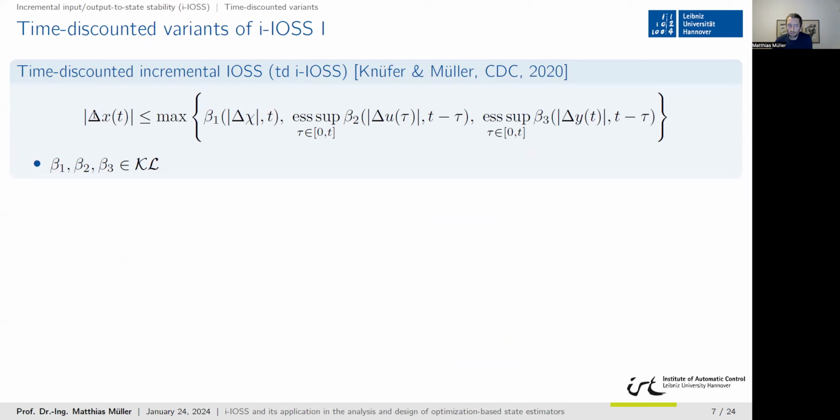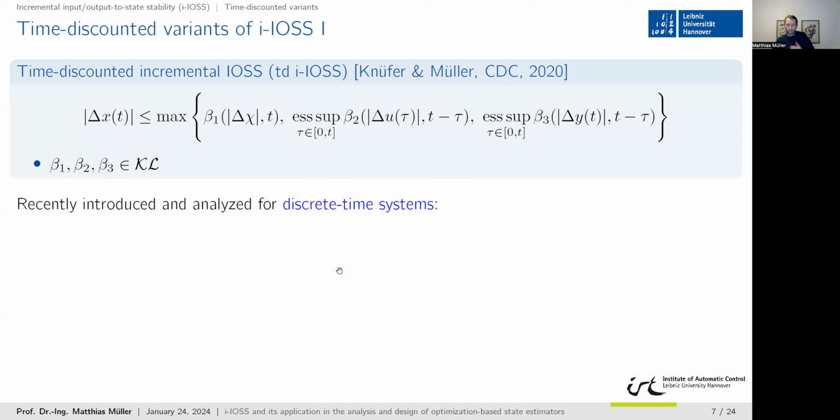So I just use a shorthand notation, delta x, and also delta chi, delta u, for the differences, just to shorten the notation. And so basically, this is a time-discounted version of that incremental IOSS we saw on the previous slide. As I mentioned, the difference is in these two terms on the right-hand side, where I allow for a time discounting of these gains of the output and input differences. So basically, I discount output and input differences which are further in the past.